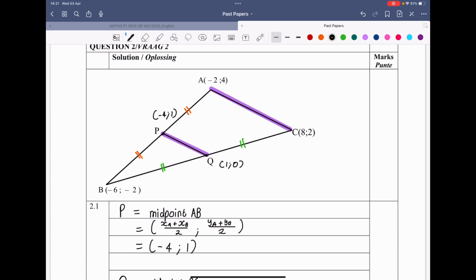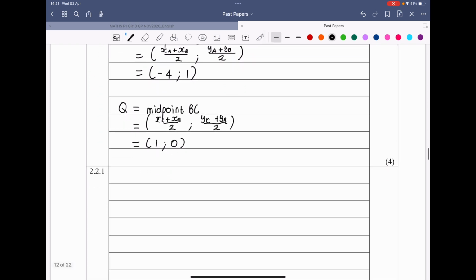And I know that 2 lines are parallel if their gradients are the same. So I can find the gradient of PQ because I now have the coordinates of P and Q. And I can find the gradient of AC because I was given that from the beginning. And then I can check that the gradients are the same, which is then going to prove that they are parallel. So I'm going to start with the gradient for PQ.